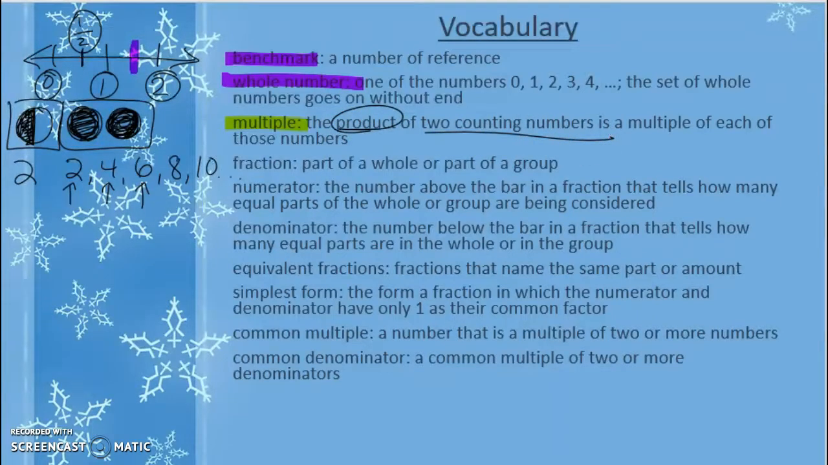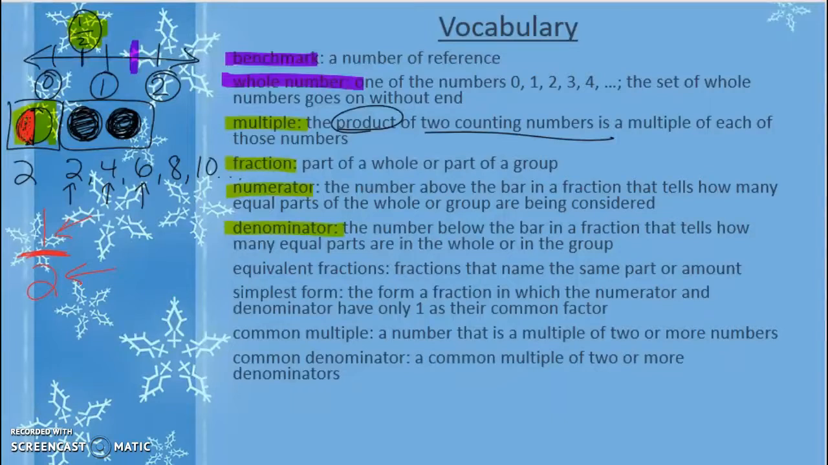A fraction, we've already discussed what a fraction is. Here we have a fraction. It's part of a whole or part of a group. We know that in a fraction, a numerator is the number at the top, or the number that is above the bar, and it tells how many equal parts of the whole are being considered. So right now we're looking at 1/2 of a whole. We're considering only one part of the 2 parts. Here we have the denominator, which is the number that is below the fraction bar.